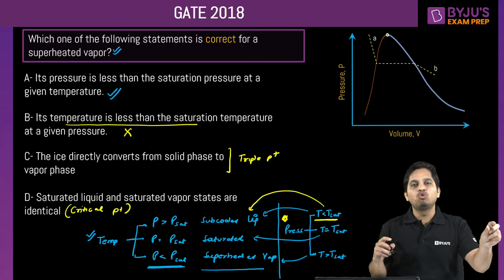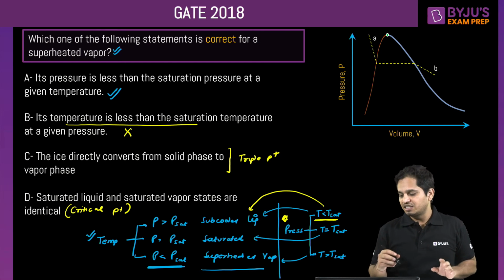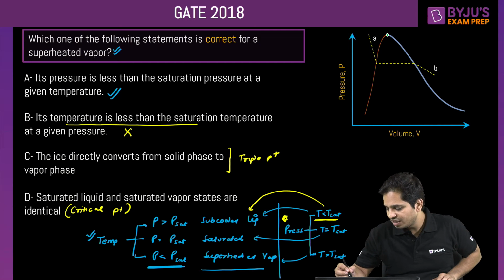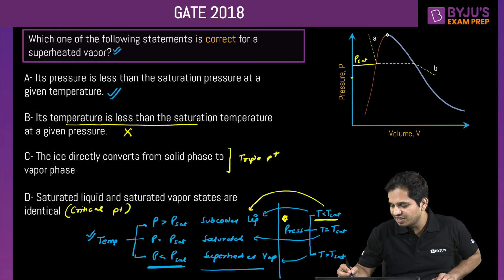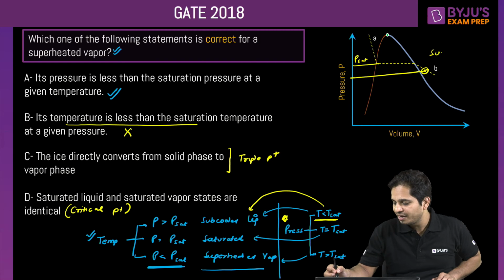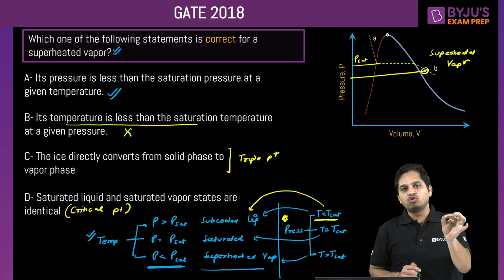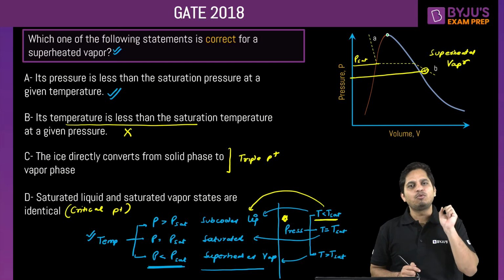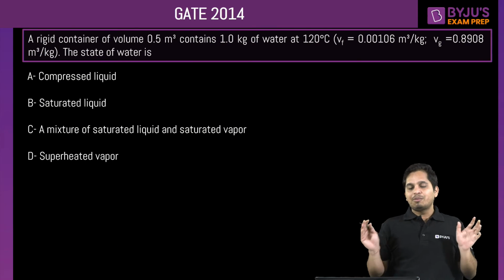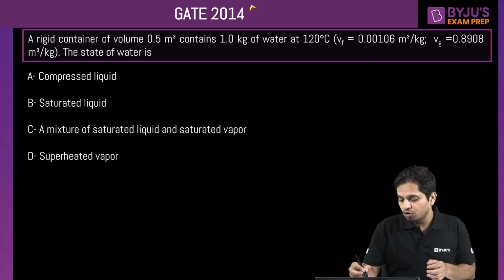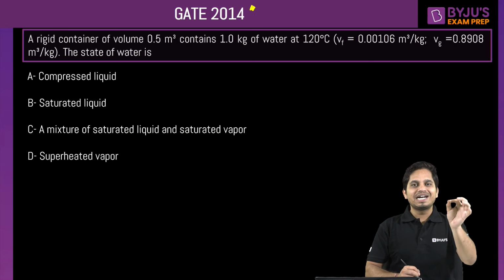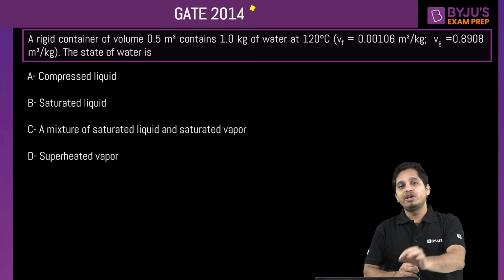Just by knowing the conclusions, in 1 second, you can find this answer. The pressure, this is P saturation, and when the pressure is less than P saturation, this intersection line is in the superheated region. Just by the conclusion, you can solve. Just a 1 second question, maximum 2 seconds. What about this question? This is also a GATE 2014 question. If you understand the conclusions, this is only a 1 second question.